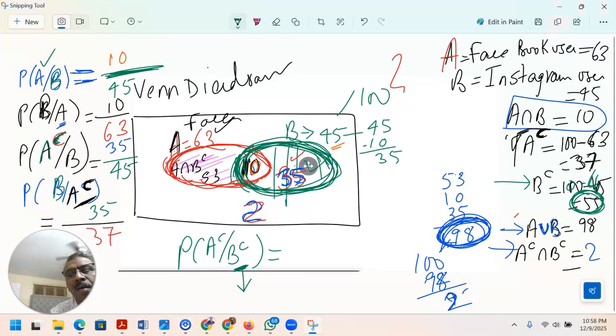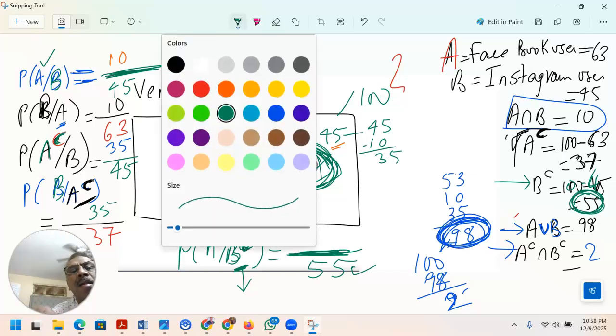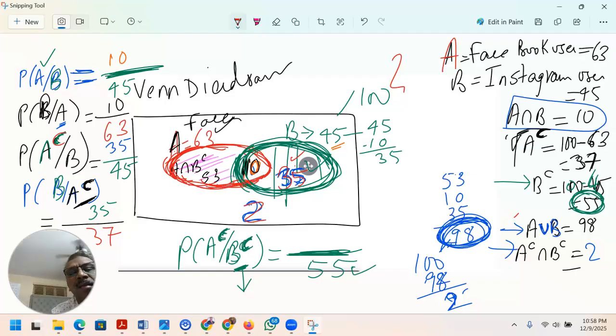So the denominator here will be out of 55, because there is a B complement. You already know that the student is a non-Instagram user. That means there are 55 students who are not users. Among those 55, how many are non-Facebook? Non-Facebook is this red color.